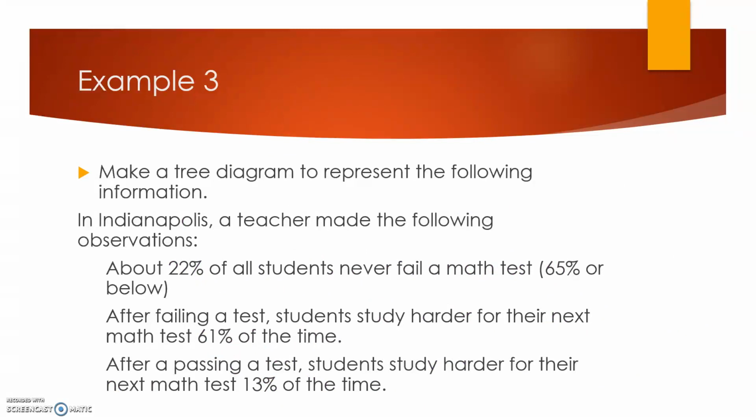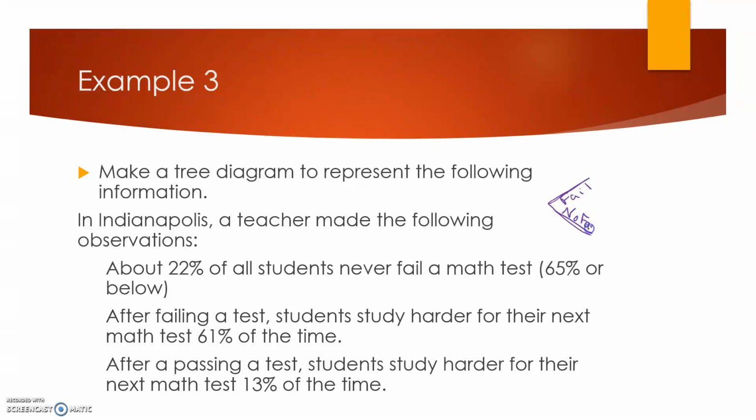All right. Final problem. Sometimes we're going to be asked to make things look organized in a visual way. So make a tree diagram. And a tree diagram is going to look something like this, where we're going to start from one assumption, and then we're going to keep breaking off branches. So the easiest way I think is just to jump right in. So it says, in Indianapolis, a teacher made the following observations. About 22% of all students never fail a math test. Okay? So there's 2 options right away. Either they fail a math test or they don't fail.